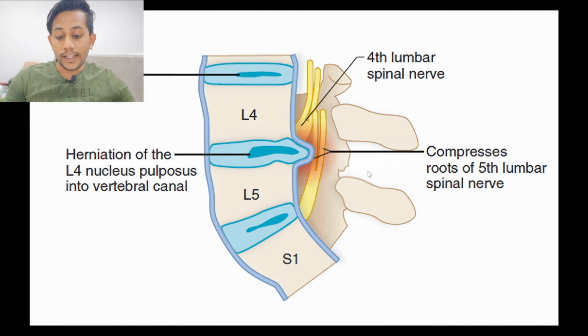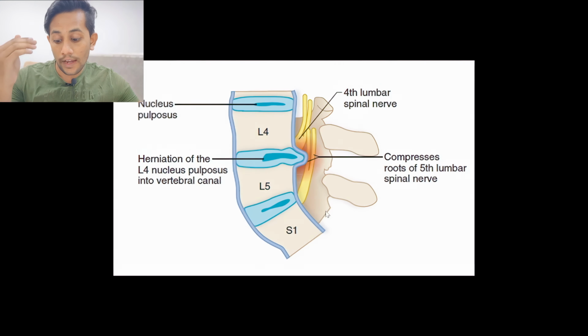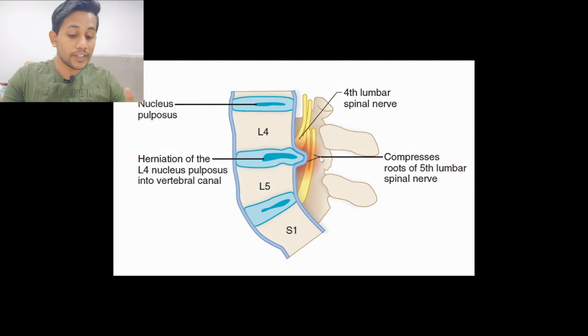But that is our intervertebral disc, and that is our herniation, and also the posterior and anterior walls of the foramen. In the next video, we will be discussing the differences between the somatic and the autonomic nervous system, and also the differences between the sympathetic and the parasympathetic nerve.